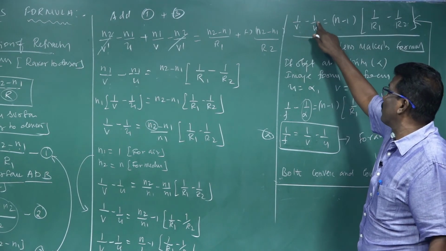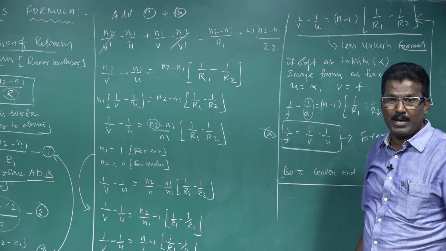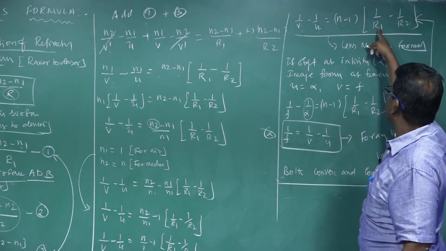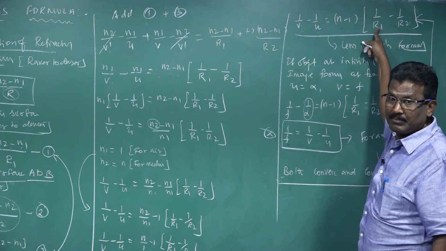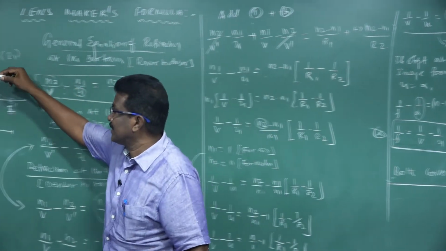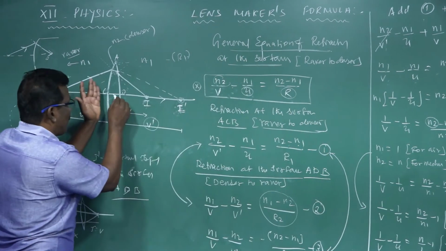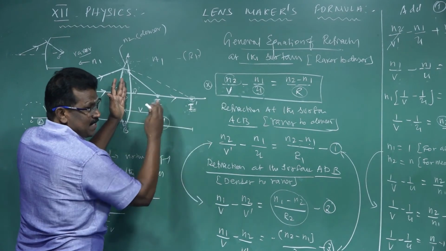The final formula is 1 by v minus 1 by u is equal to n minus 1 into 1 by r1 minus 1 by r2. For example, this r1 is a radius of curvature. The radius of curvature for r1 is in the upward direction, the other direction of the pole. So that's a positive direction.